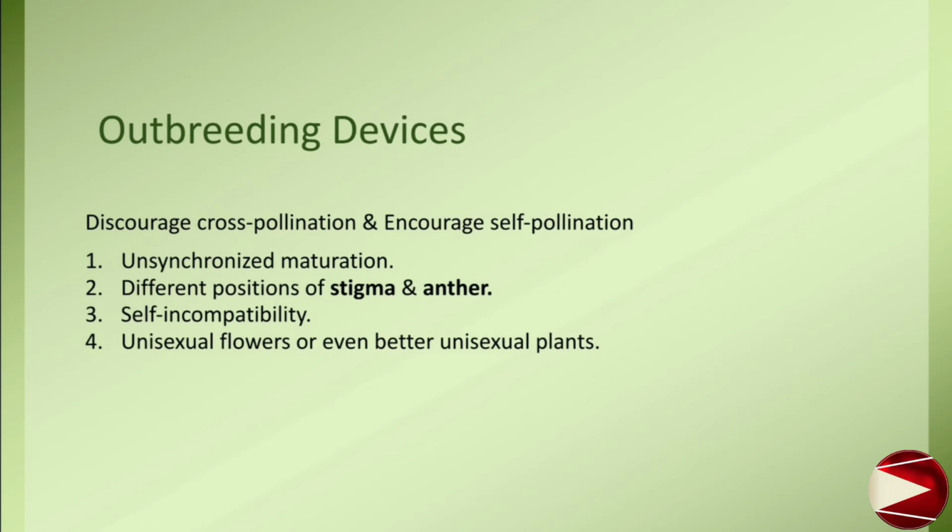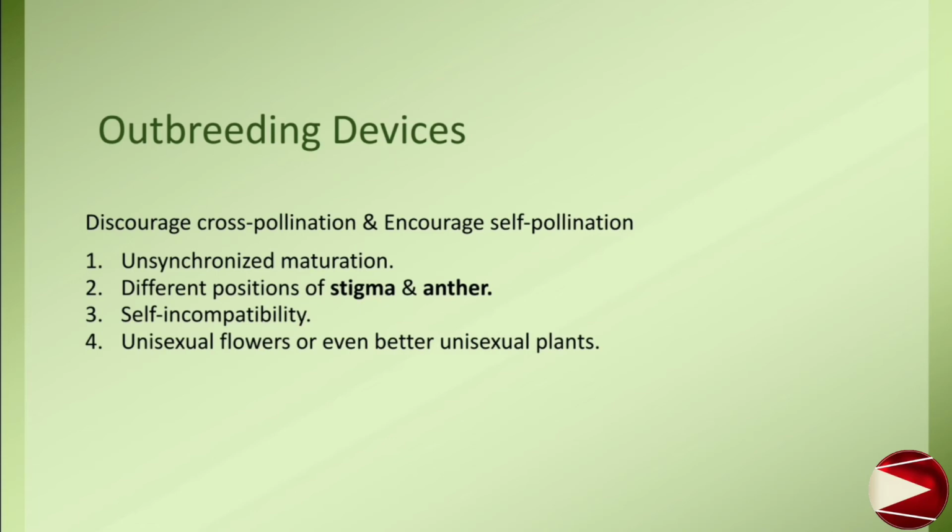Fourth device: bearing unisexual flowers, meaning either the androecium or the gynoecium is absent in flowers. So flowers are either male or female. Male flowers do not bear gynoecium, and female flowers do not bear androecium. Examples are castor, maize, etc. This prevents autogamy.